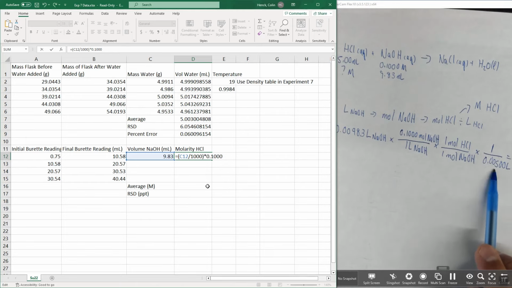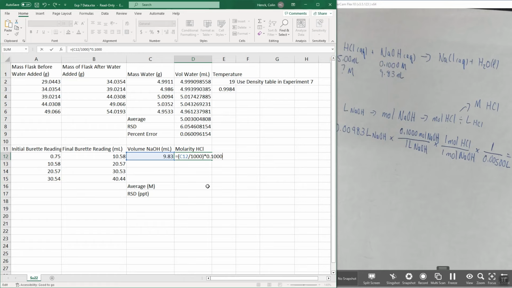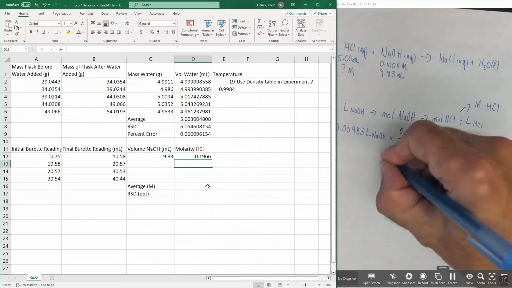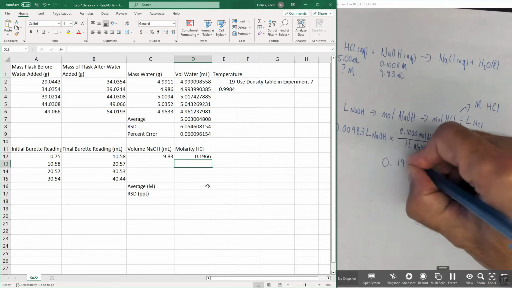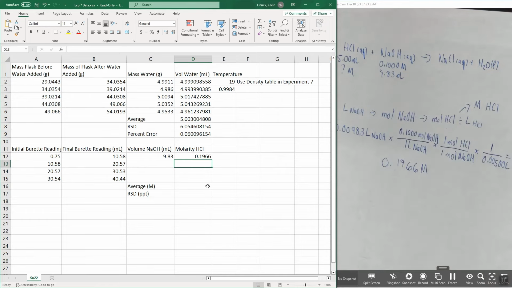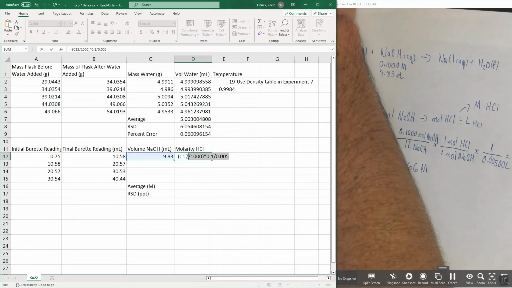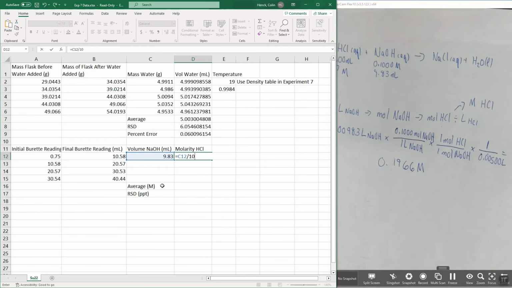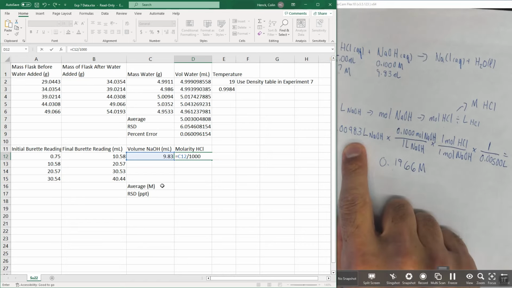Divide by 0.005. So I want to take this whole thing and divide by 0.005. Okay, and when we click that, we find that it is 0.1966 molar. So this is the molarity. It should be approximately 0.2 molar. Note that I want to show you how to do this a different way. If I take this and divide it by 1,000, that'll give me the liters, like I showed before.